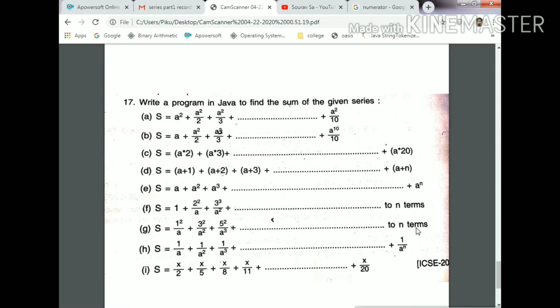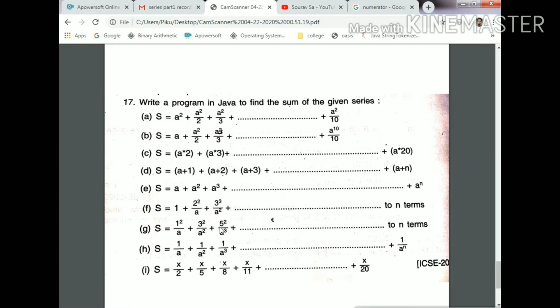Just see question number G. If the user enters N as 5, then 3 values are shown and 2 values extra, that is 7 square by A4 and 9 square by A5. That is called 5 terms. Here we can see 3 terms and another 2 terms, that is 7 square by A4 and 9 square by A5. That totals 5 values, meaning N terms, that is the number of terms.